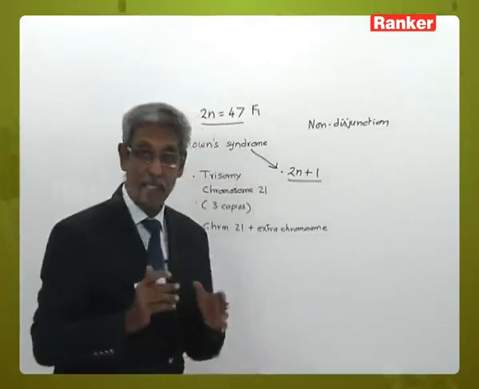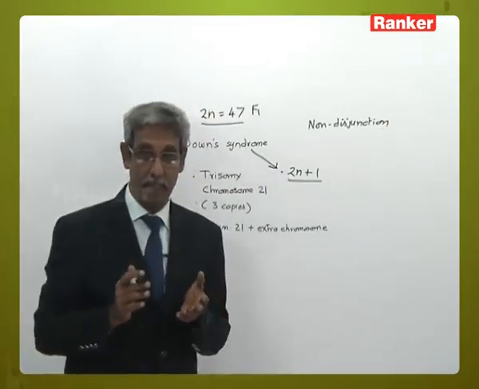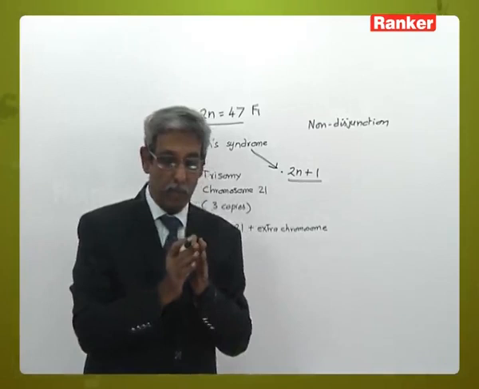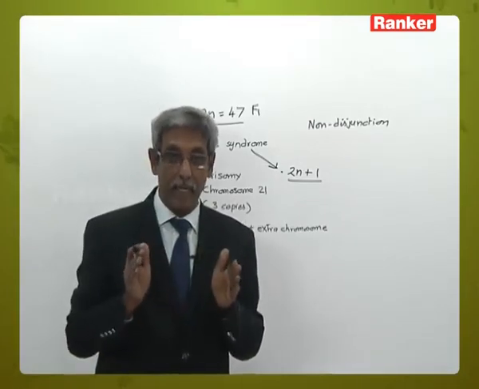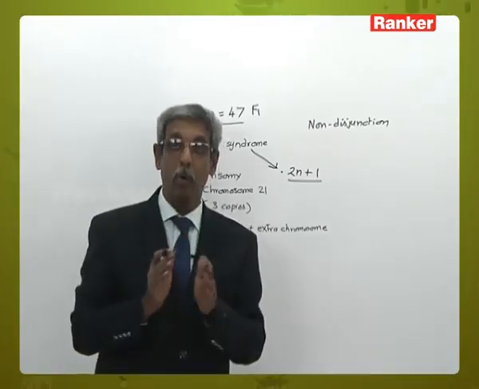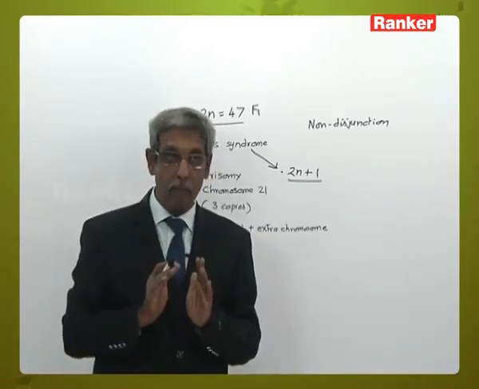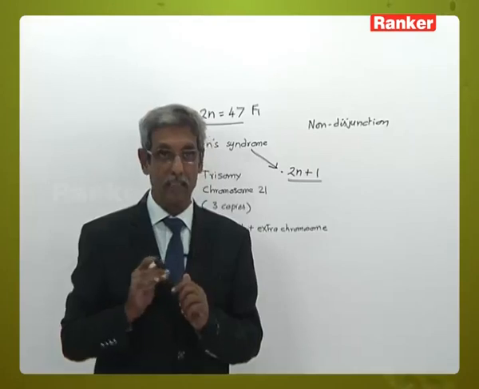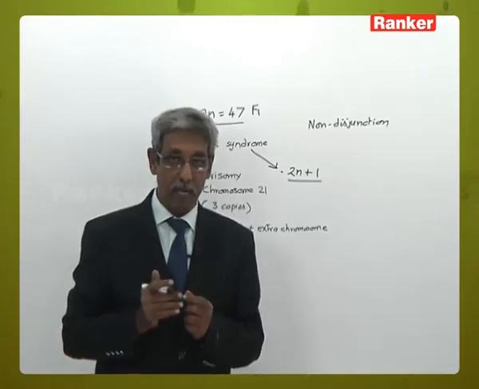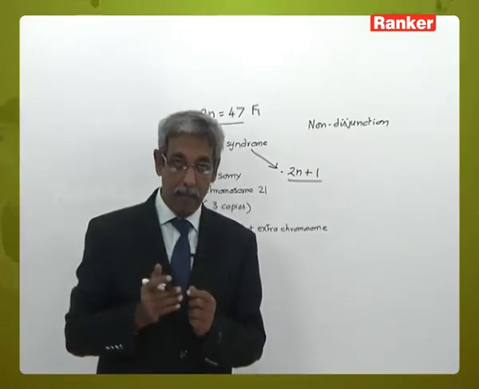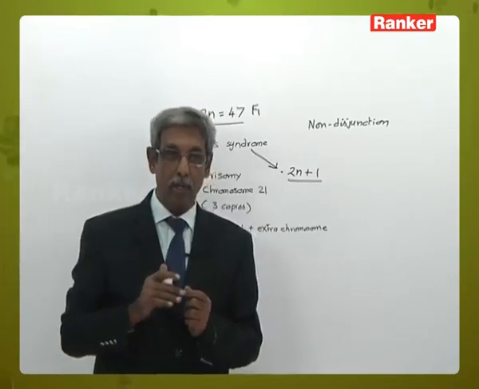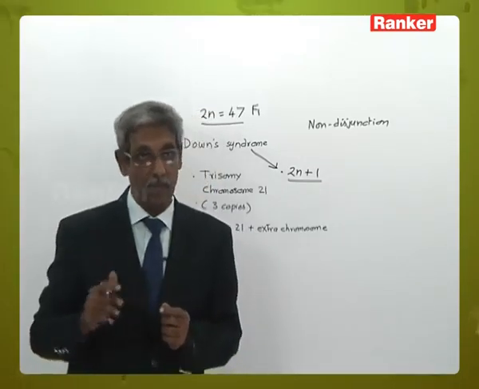Or non-separation of the chromosomes occurs. Two of the chromosomes do not segregate clearly. There is non-disjunction or non-separation of any of the 22 chromosomes during the formation of the egg and the sperm cell. During the formation of the egg and the sperm cell, there is non-disjunction or non-separation of the chromosomes.